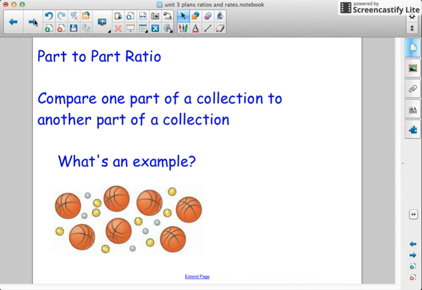The other kind is part to part ratio. So this is where we compare one part of a collection to another part of the collection. So we could say 7 basketballs compared to tennis balls. So that would be a 7:8 ratio. There's other ones you could do. You could do them to golf balls there, or many different kinds. But that's a part to part.